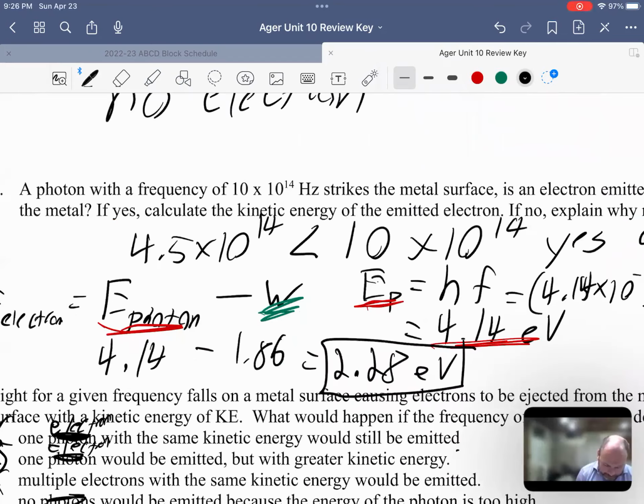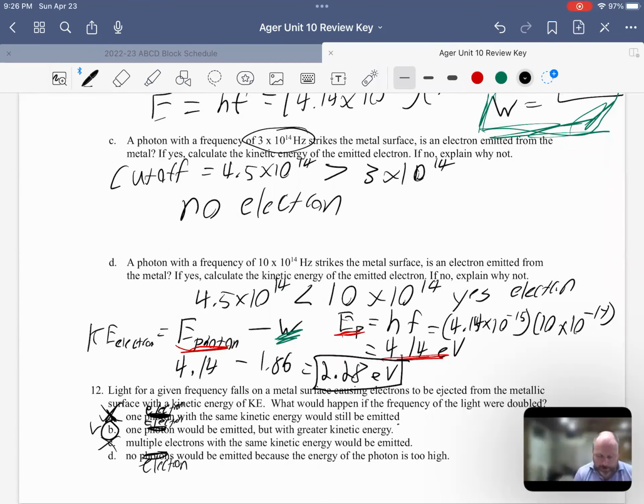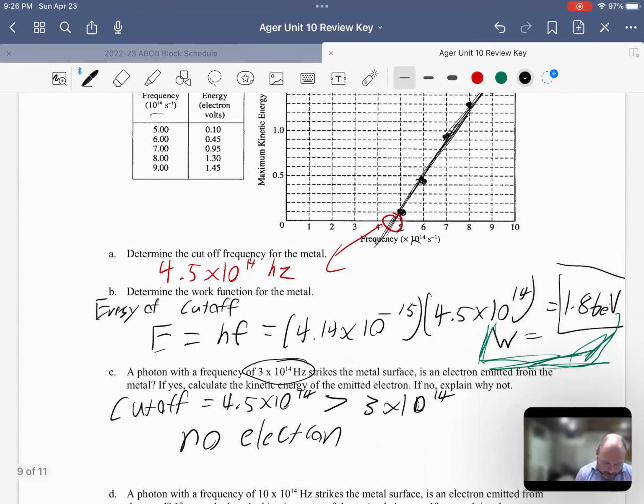All right. That is, we don't know page numbers anymore. So that is questions 11 and 12. All right.